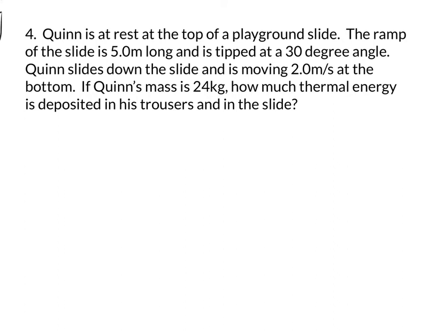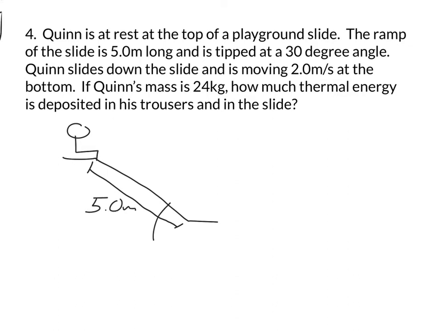And whenever there's friction, whenever friction does work on something, you always lose that energy. Friction is what we call a non-conservative force. Energy or work done by friction just gets lost as heat, which is going to make the slide hot, and it's going to make the trousers hot. So let's draw this. We've got Quinn. Here's the slide. The slide is 5 meters long. Okay, they don't give us the height of the slide. 5.0 meters long. They tell us it's at an angle of 30 degrees with the horizontal. Moves, and when he gets to the bottom, he'll be moving at 2 meters per second.